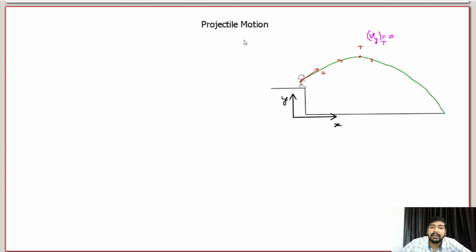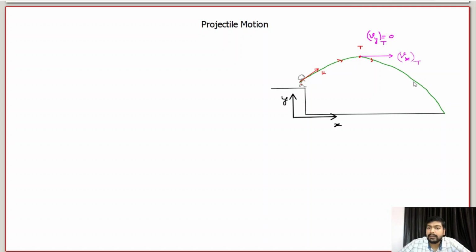So what's the velocity here? The velocity will be only in the x direction. Right? Clear? I'm just explaining the projectile motion, how it's going. So the velocity here will be vx at point t. There will be no velocity in the y direction.